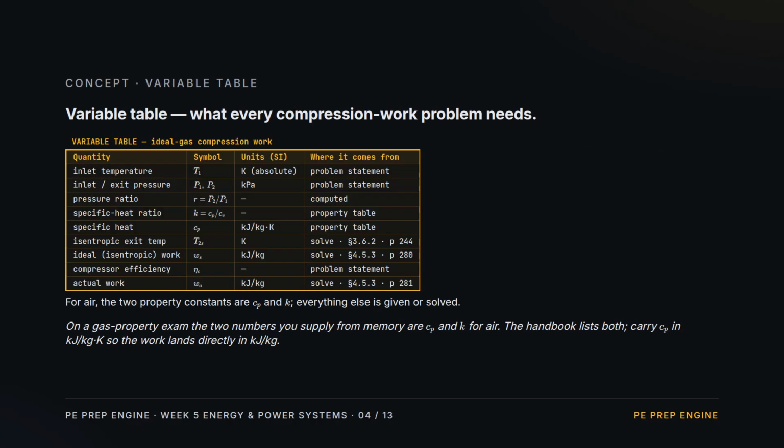The variable table for every compression work problem. Inlet temperature, absolute. Inlet and exit pressure whose ratio is r. The specific heat ratio k and the specific heat Cp come from the property table. From those you solve the isentropic exit temperature, then the ideal work. Compressor efficiency is given, and it carries you from ideal work to actual work. For air, the only 2 constants you bring are Cp and k.